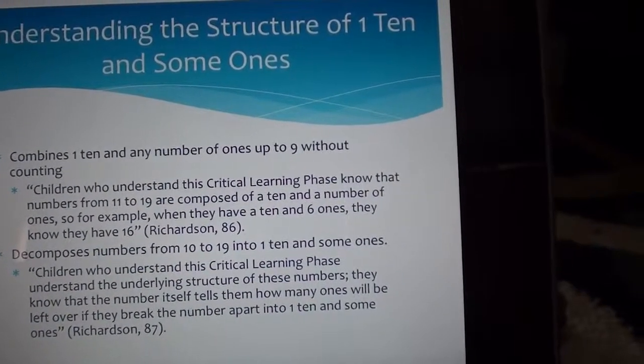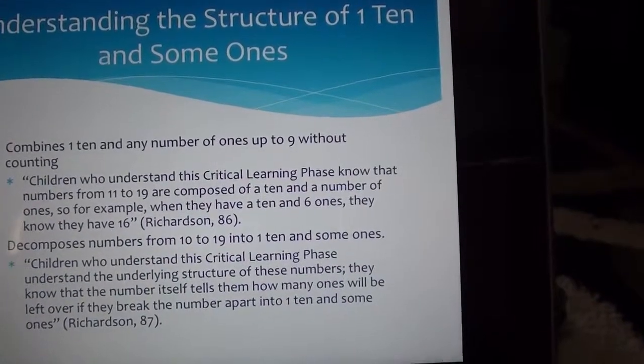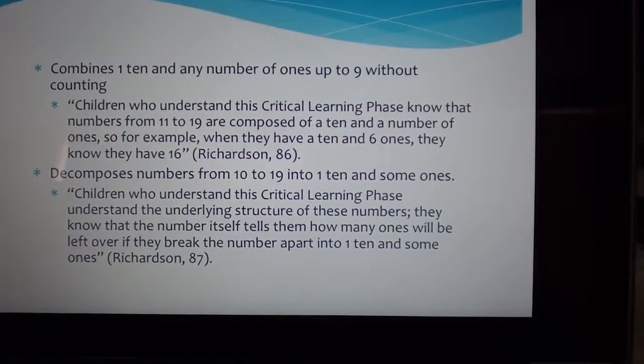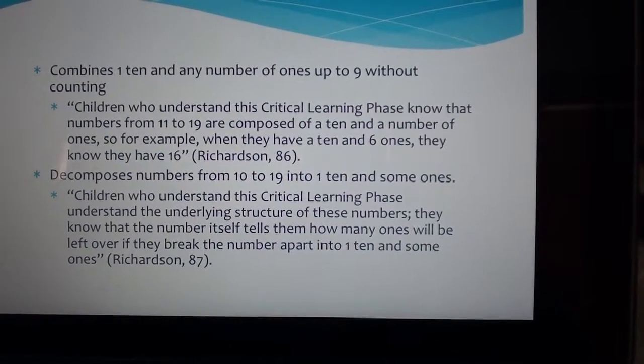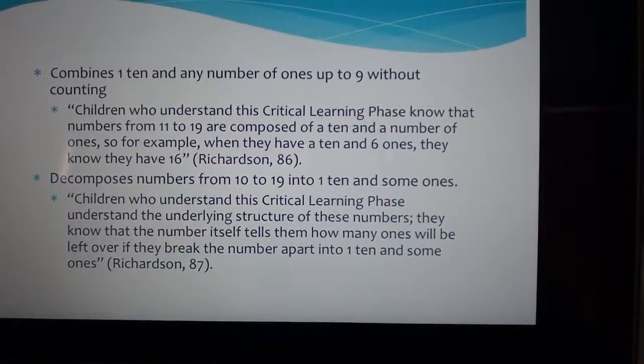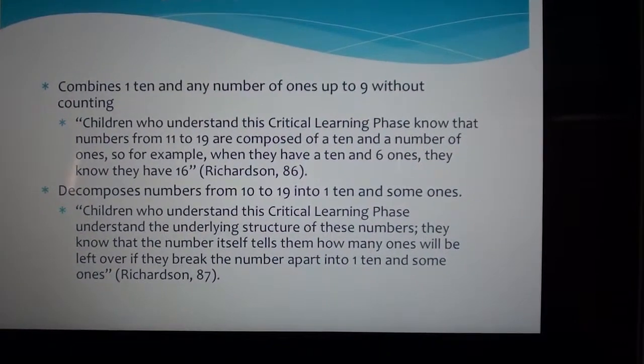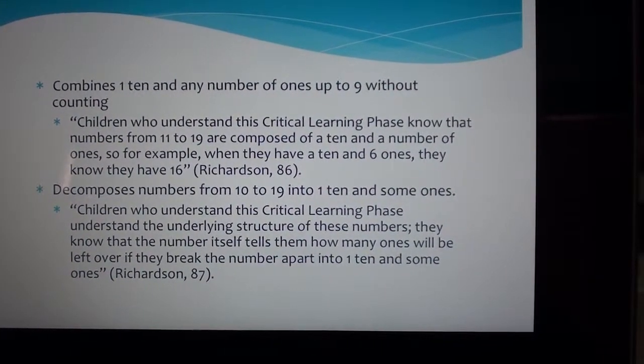Combines 1 10 and any other number of ones up to 9 without counting. Children who understand this critical learning phase note that numbers from 11 to 19 are composed of 10 and a number of ones. So for example, when they have a 10 and 6 ones, they know they have 16.